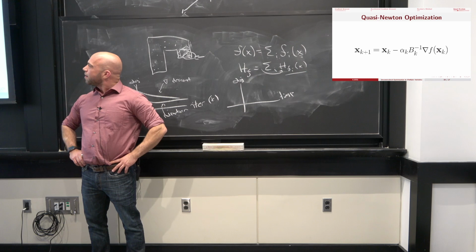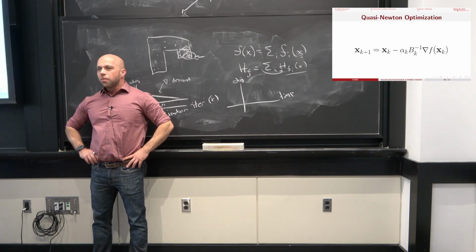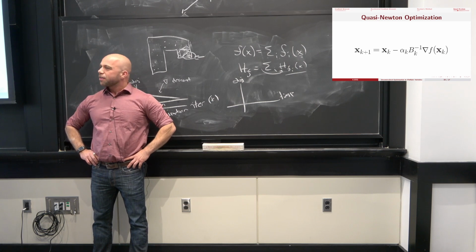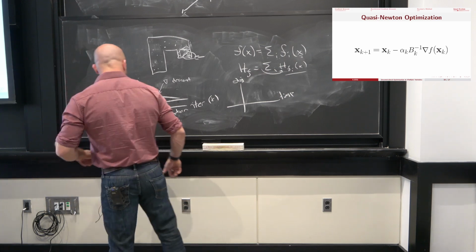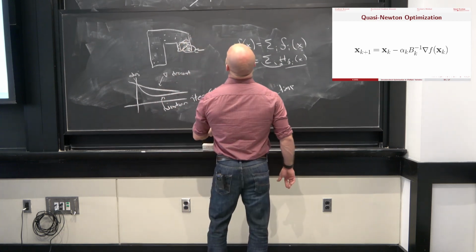Okay. So in order to arrive at the vast majority of quasi-Newton methods, what we do is a trick that's very similar to Broyden's method in root finding. You guys remember the trick in Broyden's method? It basically was as follows.